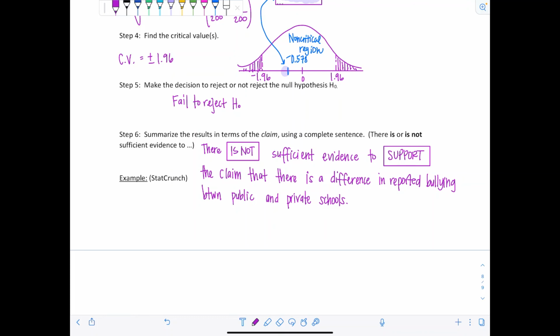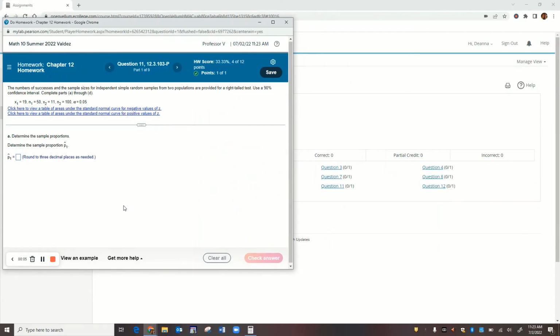Very curious. Okay, so let's get into StatCrunch and see how we can do these hypothesis tests there, as well as confidence intervals. You can do it all. How exciting. Okay, so let's look at these two sample proportion hypothesis tests and confidence intervals.